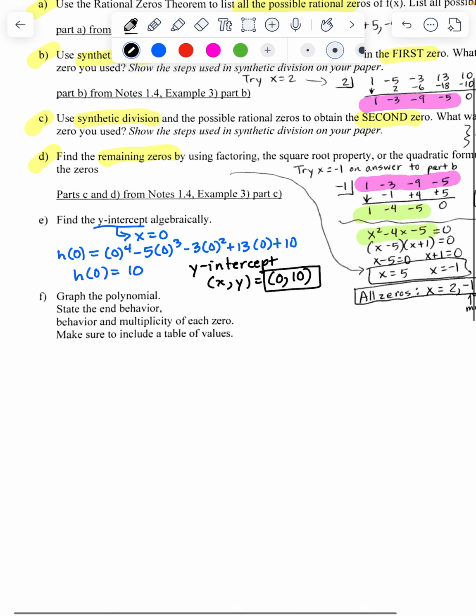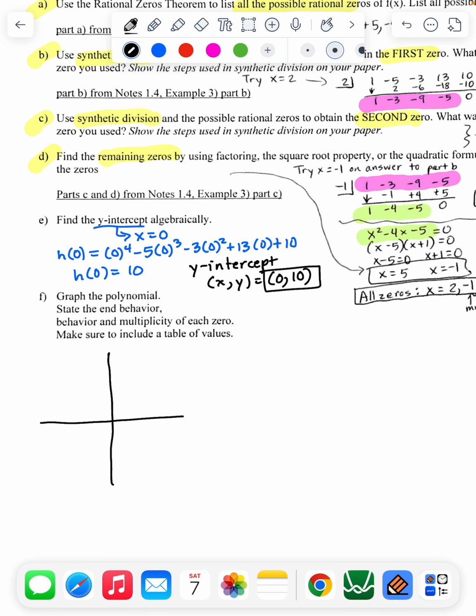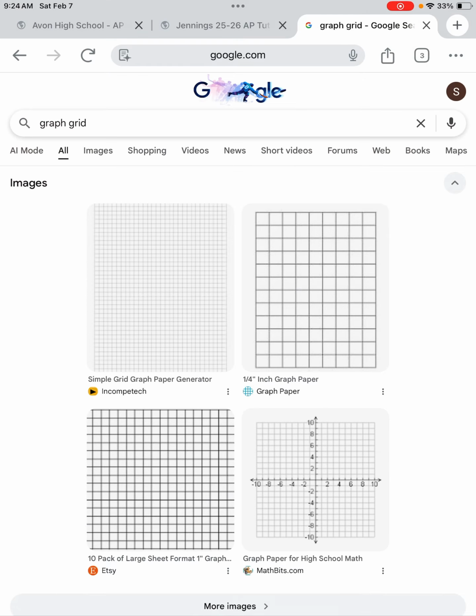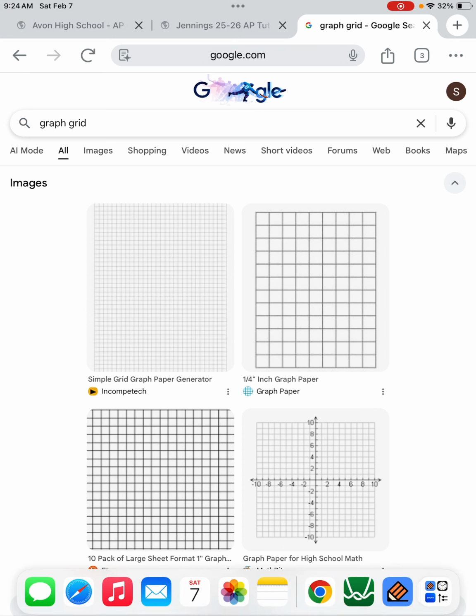The last part of the SLO is part F. It has 4 parts, and I've listed them one on each line here, but that's not the way it's written at the SLO, so just make sure you do all 4 parts. We're supposed to graph the polynomial. You absolutely can do that by hand on your blank paper or lined paper, but you can go to Google, search up graph grid, whichever one works for you. You can print it out or import it into your digital document.